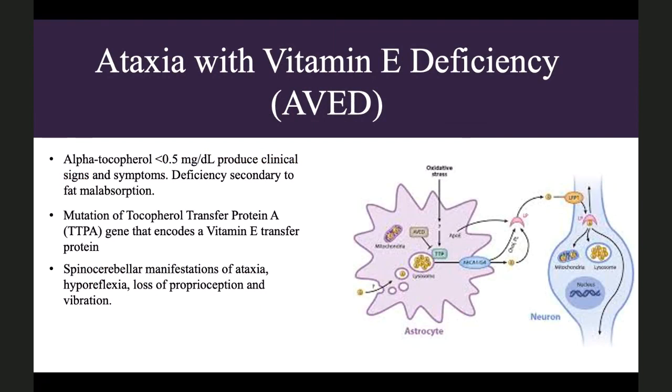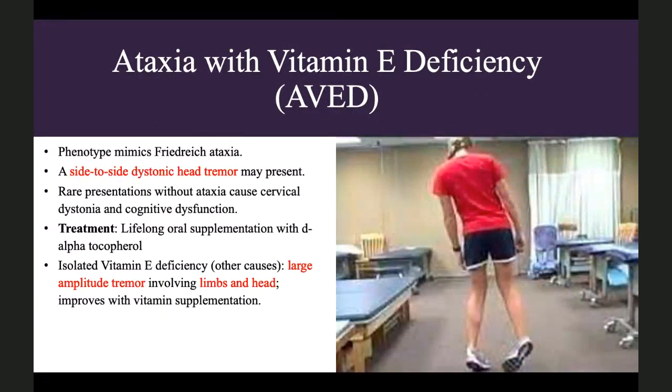It presents with ataxia, hyporeflexia, loss of proprioception and vibration, and the phenotype can look like Friedreich's ataxia. We do see in this condition a side-to-side dystonic head tremor, but rarely it can present without ataxia, just with cervical dystonia and cognitive dysfunction. Treatment consists of lifelong oral supplementation, and an isolated vitamin E deficiency occurring from other causes can produce large amplitude tremors of the limbs and the head that again improve with vitamin supplementation.